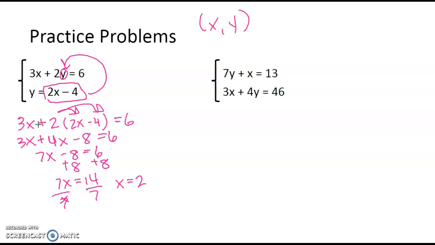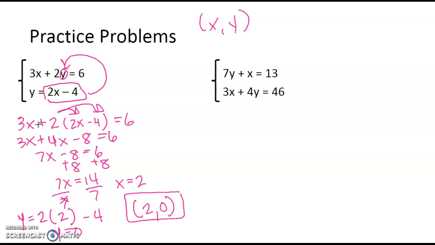So now what I can do is I can take my x value and plug it back into one of these equations and solve for y. So the easiest one to plug it in for is the second equation because y is already isolated. So we get y equals 2 times x, which in this case is 2, minus 4. 2 times 2 is 4. 4 minus 4 is 0. So our final answer must be the ordered pair (2, 0).